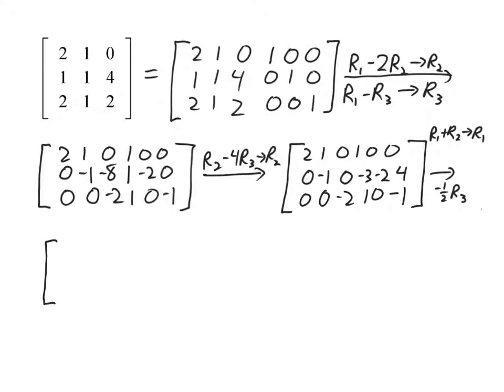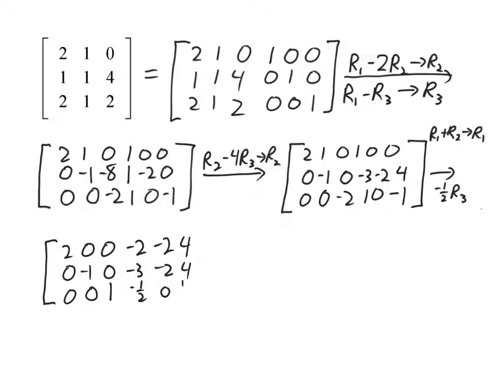So if I do that, I end up getting 2 plus 0, which is 2. 1 minus 1, which is 0. 0 plus 0 is 0. Then 1 minus 3 is negative 2. 0 plus negative 2 is negative 2. And then 0 plus 4 is 4. And then I have 0, negative 1, 0, negative 3, negative 2, 4. Divide the third row by negative 2, so that's going to be 0, 0, 1, negative 1/2, 0, 1/2.